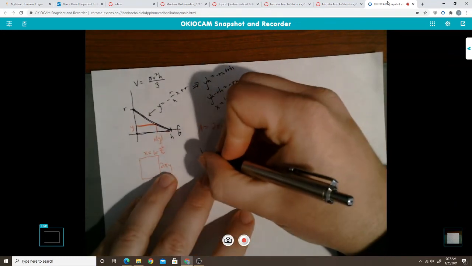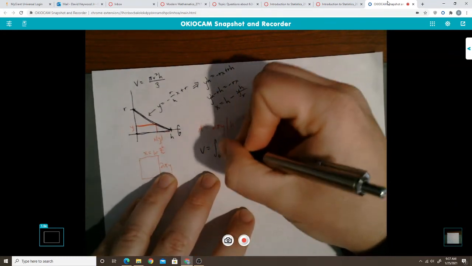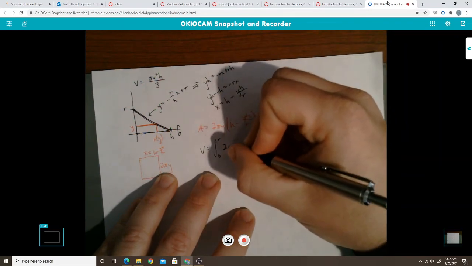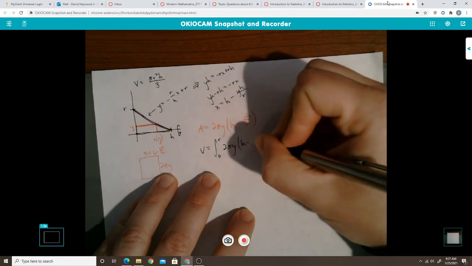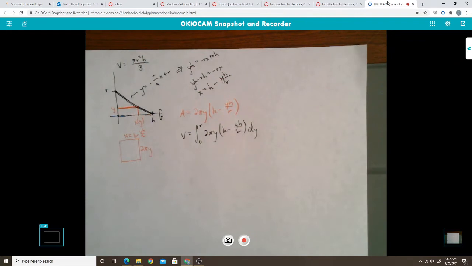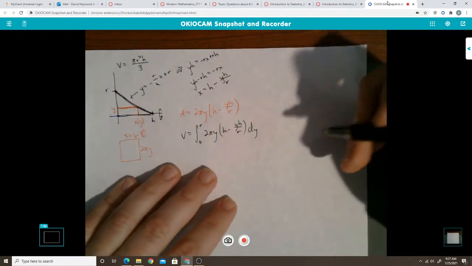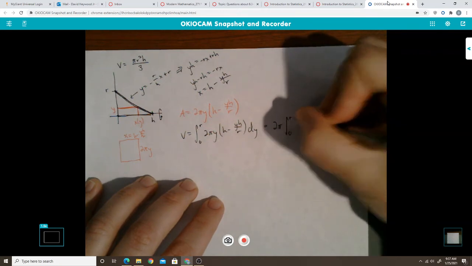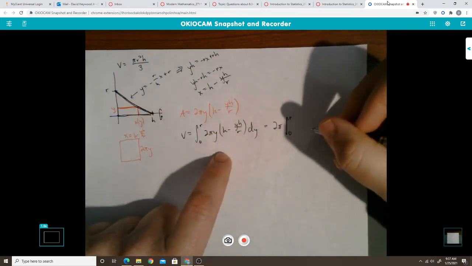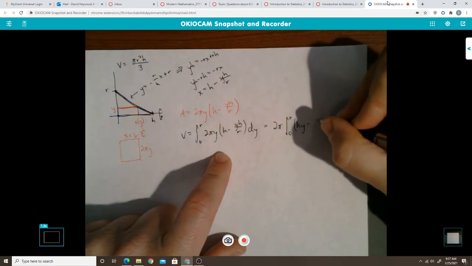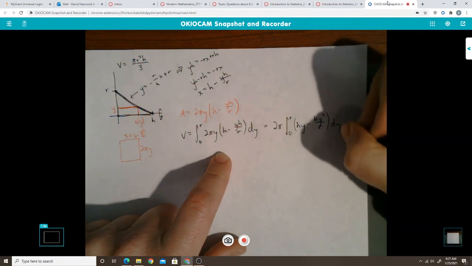So then the volume is just going to be the sum of all of those, right? It's going to be the integral from 0 to r of 2 pi y times h minus yh over r dy. Okay, so let's clean this up a little. I'll take the 2 pi out and distribute the y in. So hy minus hy squared over r, dy.